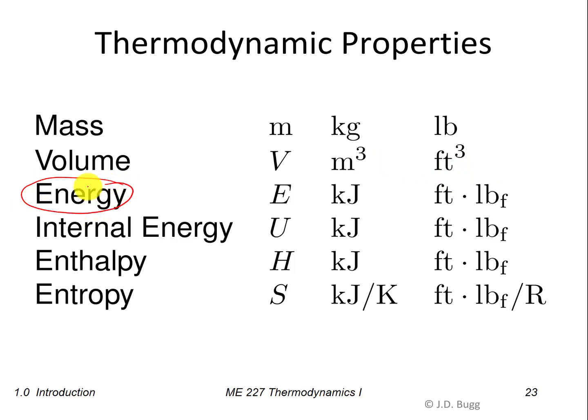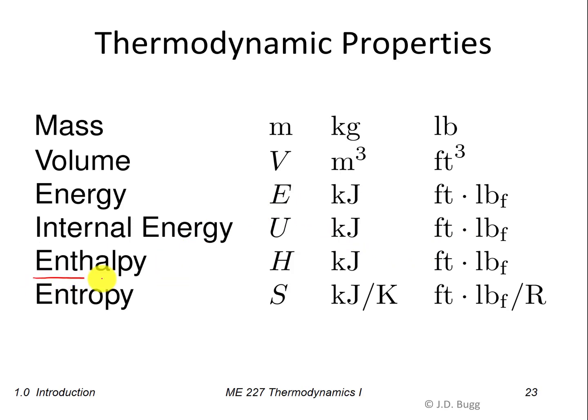Next is energy, and for that we'll be using an uppercase E, and the typical unit in SI is kilojoules, could be joules, but usually it's kilojoules, and in English Engineering units that's foot-pounds. Next is internal energy. Now the distinction between energy and internal energy we'll be getting into in a little while. I'm not going to do that right now. This is just a list of units. The symbol we're going to use for internal energy is an uppercase U, and again it's a form of energy, so it's kilojoules or foot-pounds.